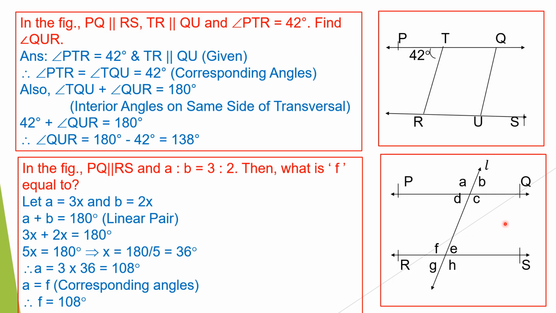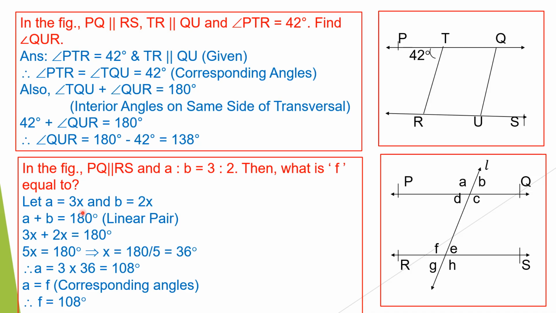In the next sum, PQ is parallel to RS and L is a transversal, and the angles A and B are in the ratio 3:2. Naturally, we will keep the two angles to be 3x and 2x. We have to find the value of f.